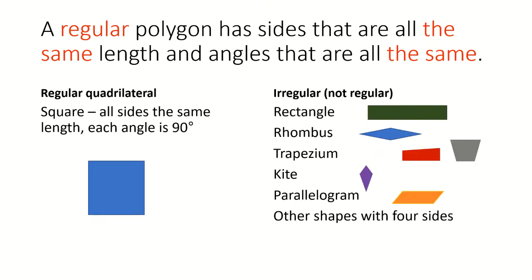Here we have the same for quadrilaterals. That's four-sided shapes. And a regular quadrilateral is a square. All the sides are the same length and each angle is 90 degrees. All of these other four-sided shapes are irregular. A rectangle, a rhombus, a trapezium, a kite, a parallelogram, or any other four-sided shape that has straight sides.